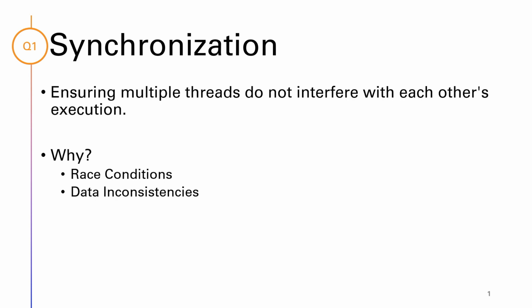Synchronization is nothing but one thread will access a resource and other threads should wait until this thread releases the resource, right? That's where multiple threads do not interfere with each other's execution. And why? Because to avoid race conditions and to avoid data inconsistencies. That is the primary reason we go for synchronization when we are working on multiple threads.